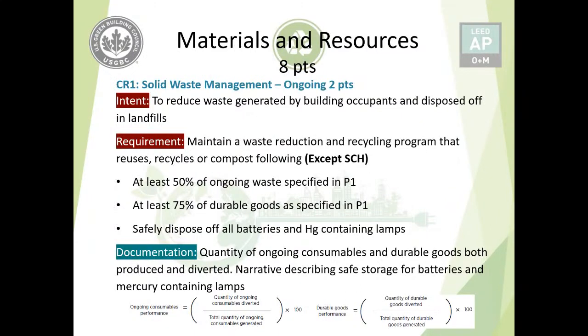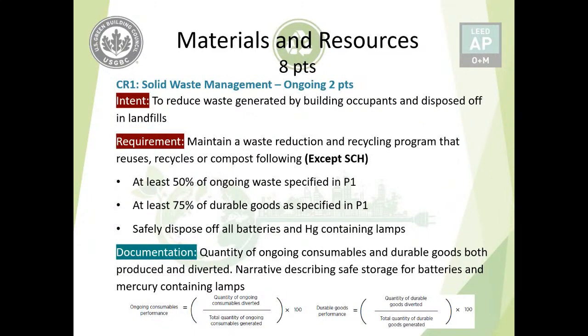Now, we remember that as per the prerequisite, we have conducted a waste stream study. So we have the results from this waste stream, and we have to show that at least 50% of ongoing waste, we know there are two categories in the ongoing purchases, there were ongoing purchases of materials, and there were durable goods. So the 50% of ongoing waste specified in the prerequisite one waste stream audit should be reduced, reused, recycled, or composted as per our program. And based on the same audit report, the durable goods are to be reduced, reused, or recycled by at least 75% of what is specified in prerequisite number one. And the batteries and the mercury-containing lamps are to be safely disposed of.